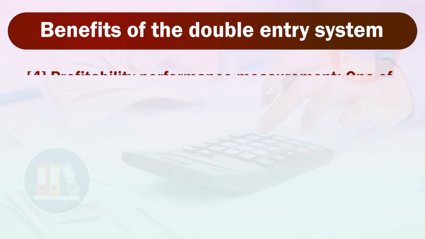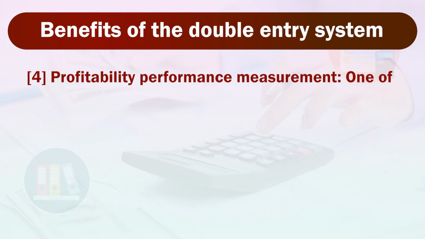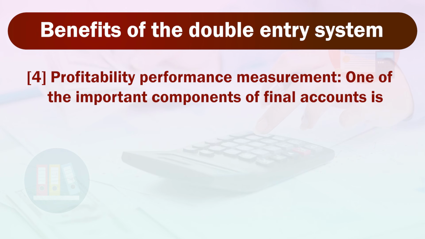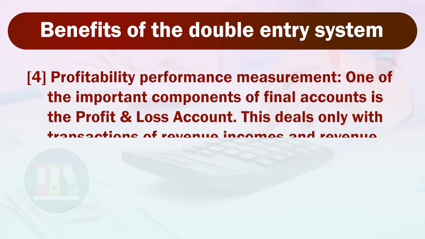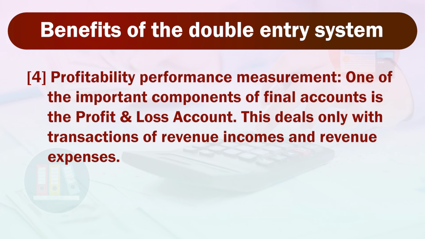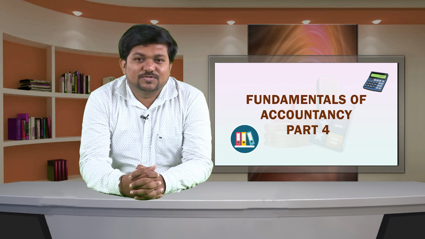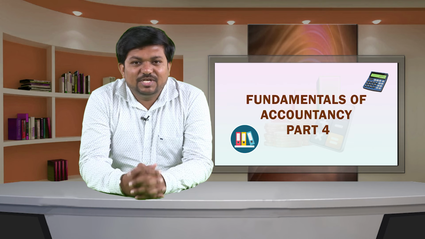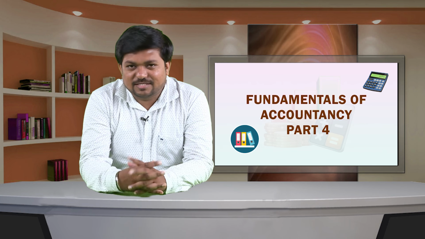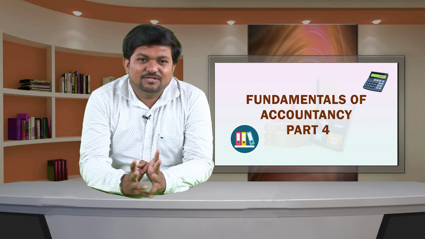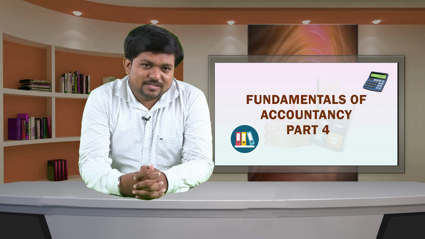The fourth benefit is profitability performance measurement. One of the important components of final accounts is the profit and loss account. It deals only with transactions of revenue income and revenue expenses. These are the regular transactions of the business, and at the end of the year, the difference between these income and expenses is ascertained and the result is either a profit or loss.